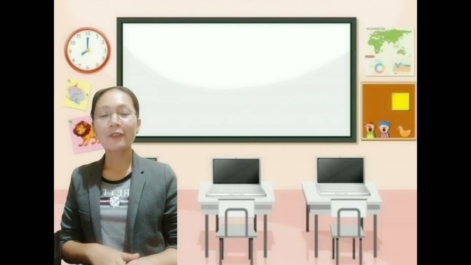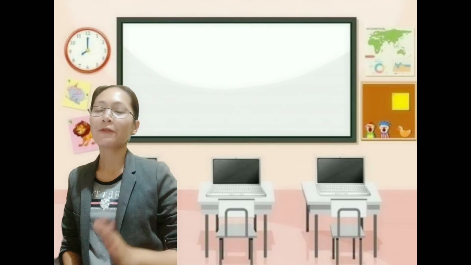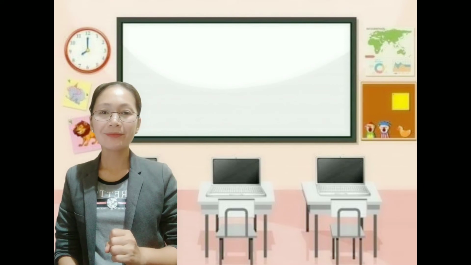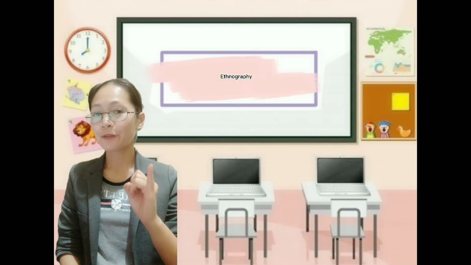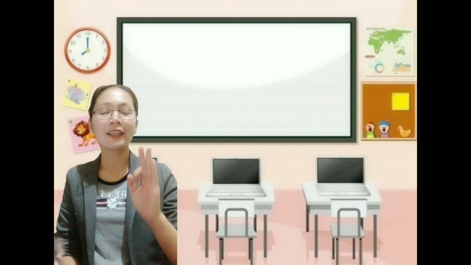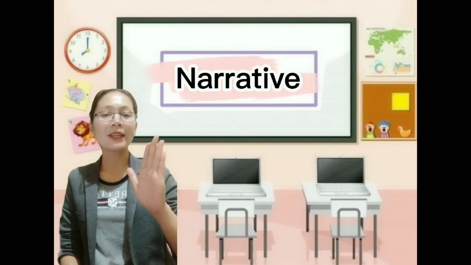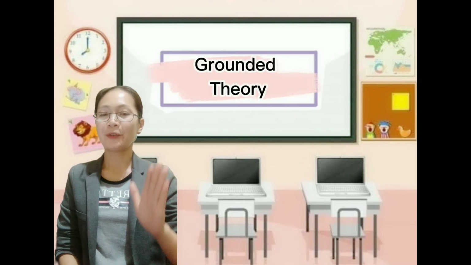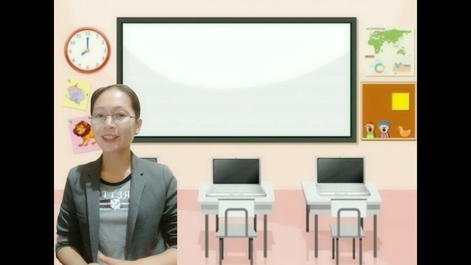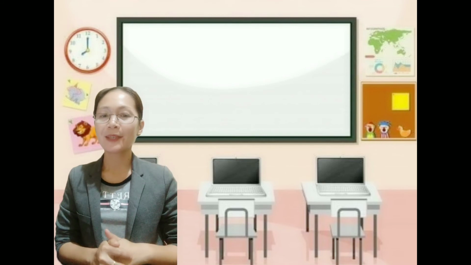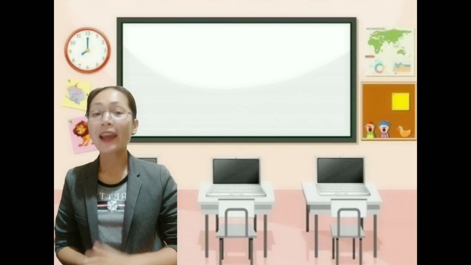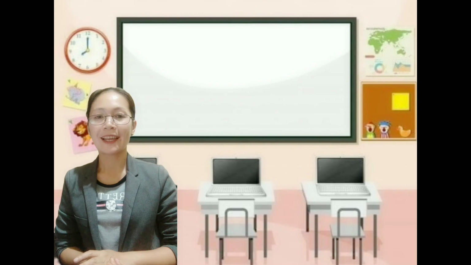So now we're done with the 5 types of qualitative research. Again, what are those? First, we have ethnography. Second, phenomenology. Third, case study. Fourth, narrative. And the fifth one is grounded theory. So congratulations, you have learned new things today, because you already know what is a research design and what are the types of research design. You also know the 5 types of qualitative research design.